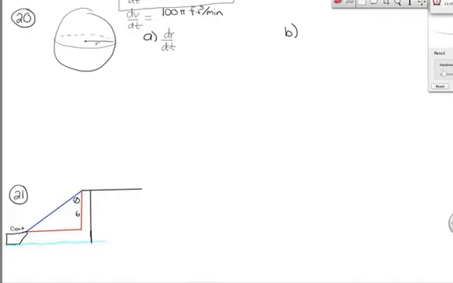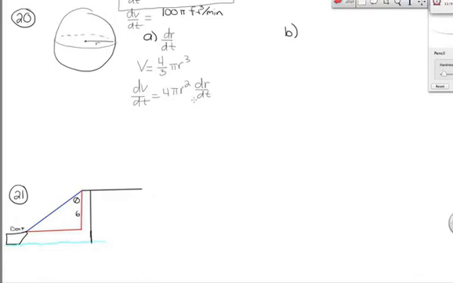Okay. So we need to relate those. So hopefully we realize we need the volume of a sphere. And the volume of a sphere is 4/3 pi r cubed. I take the derivative, I only have 2 variables, it works out. So I get dV/dt equals, 3 comes down, cancels with that 3, 4 pi r squared dr/dt.